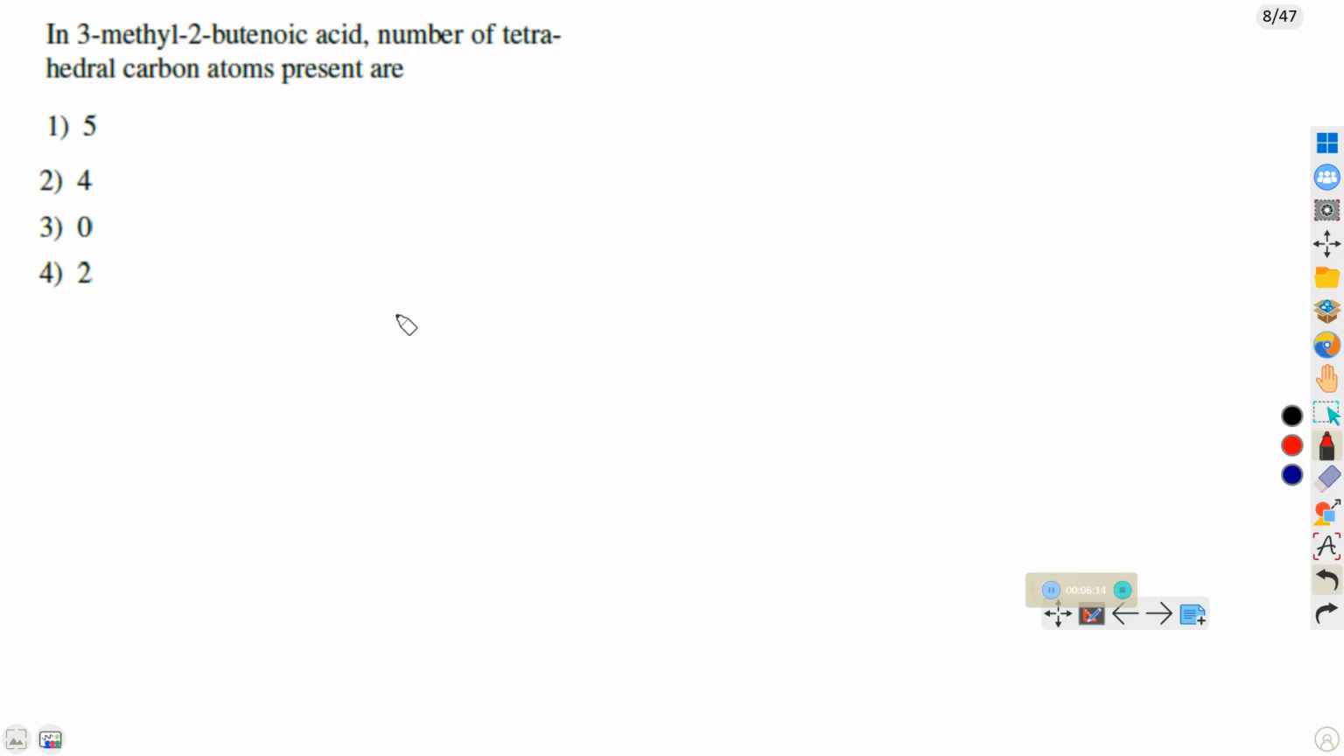3-methyl 2-butenoic acid. Meth, eth, prop, but. Second position double bond, third position methyl group, oic acid.